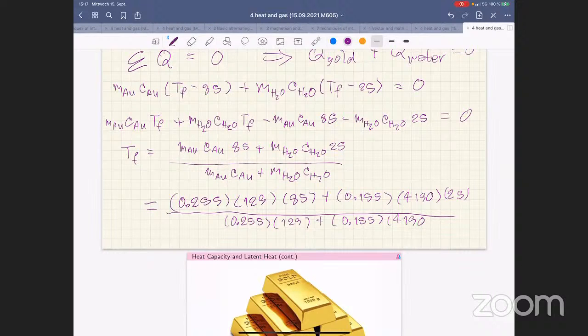Okay, all right, you put it into the calculator.